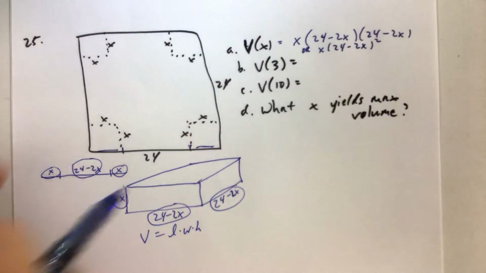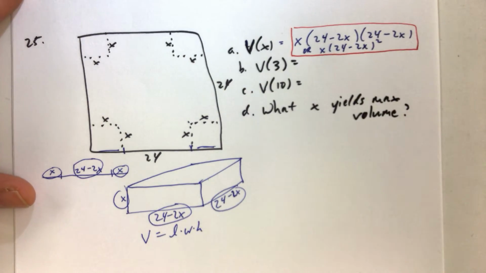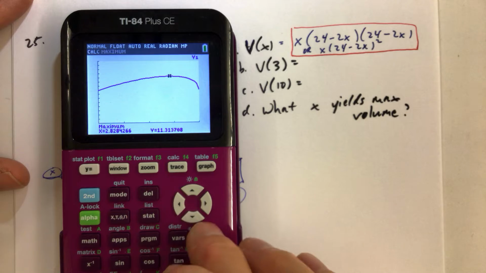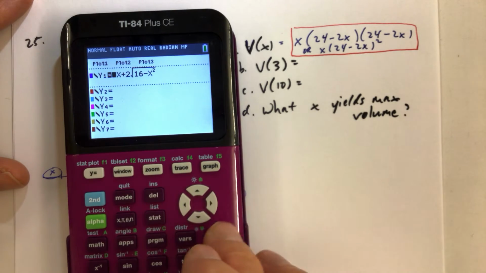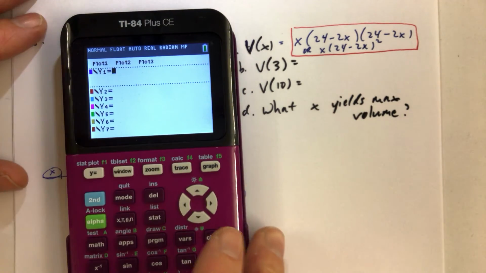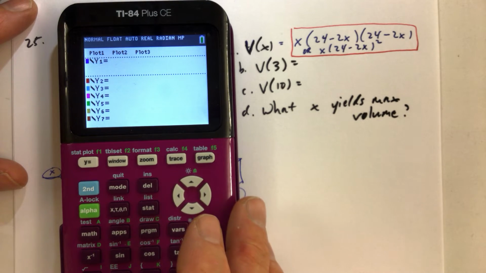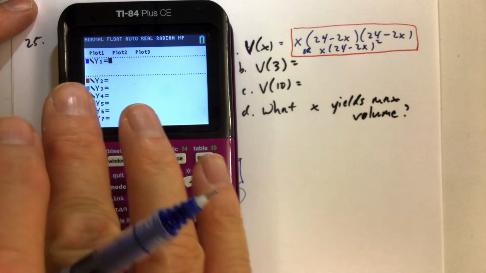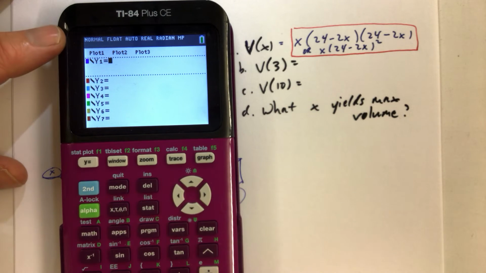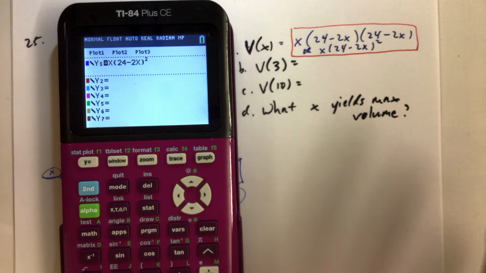So once we have that, let's say we're using Desmos, and it's a very simple thing to do. In Desmos you would write v of x. On the graphing calculator, the name of the function is already defined, but in Desmos you would type in v of x equals, and then you just type it in, x times 24 minus 2x, and we can do it the fancy way and square that. All right, so that's our function.